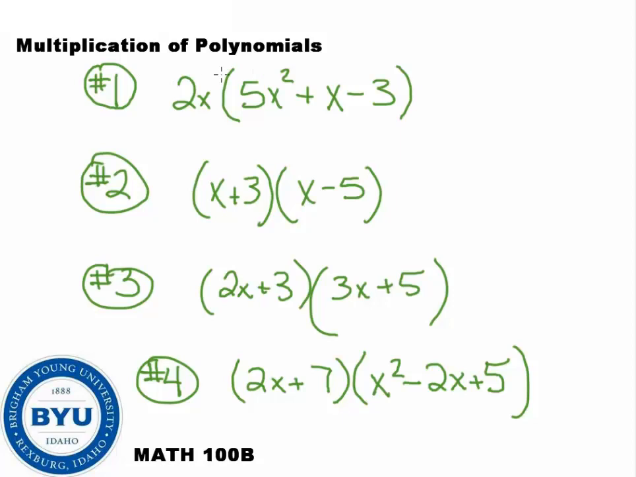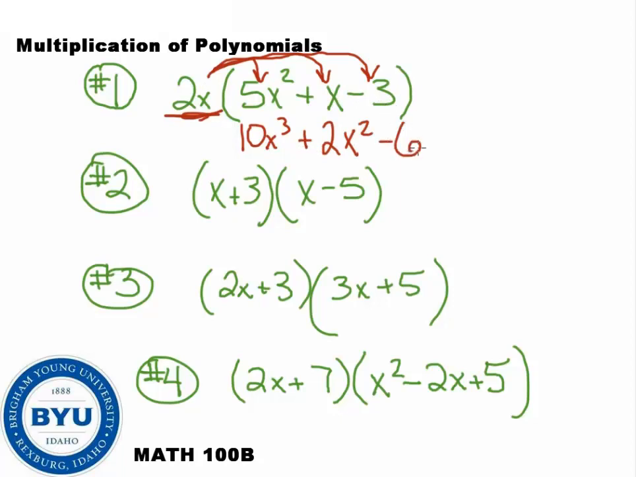Okay, here we go. Let's do it. We're going to go ahead and use the superdistribution laws. So I'm going to take this 2x and multiply it by every value inside the parentheses. Every single one is my goal. So 2x times 5x squared, that becomes 10x cubed. 2x times an x comes out to be 2x squared. And 2x times a negative 3 is minus 6x. That's the first one. Okay, good.